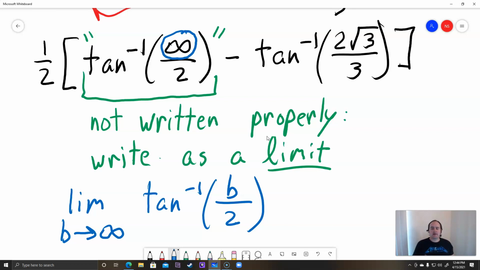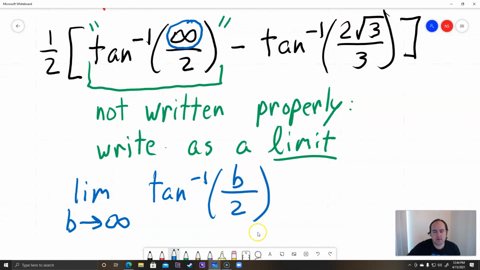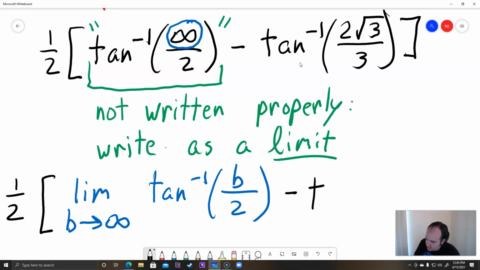This is the way you're supposed to write it. When you're plugging in infinity, you're not really allowed to plug it in. You have to write it as an infinite limit. But that's just a detail. Some people get away with just writing it this way, and that's fine. So what we got here is we still have a 1/2 out front. So we have 1/2 times bracket limit as b goes to infinity of tan inverse of b over 2 minus tan inverse of 2 root 3 over 3.